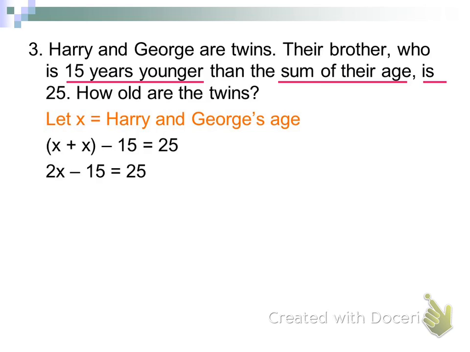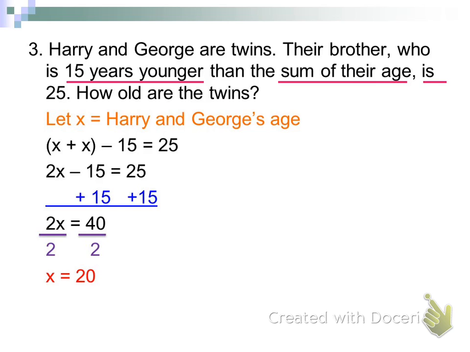All right, now we solve. So you're going to add 15 to both sides. 2x equals what? 40. Divide by 2. And it's going to equal 20. Good. What are your questions?